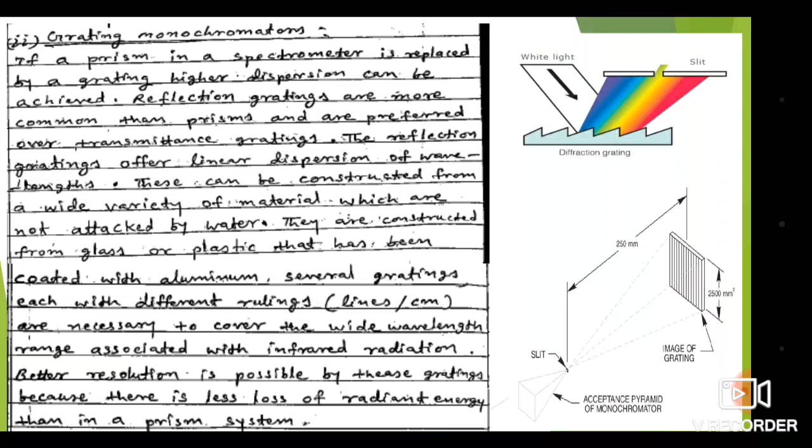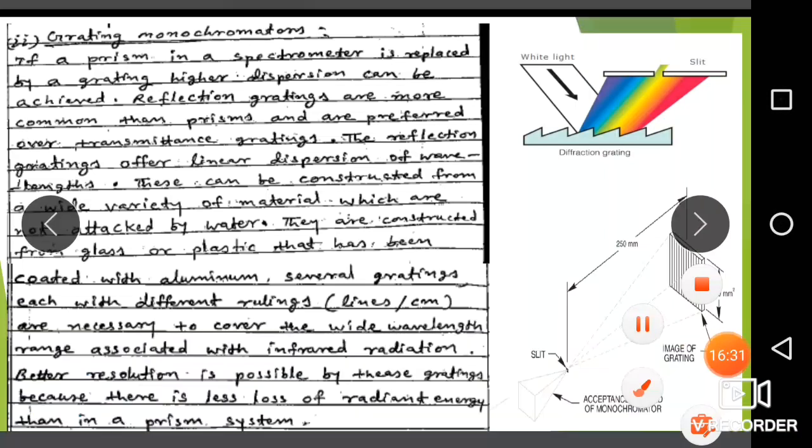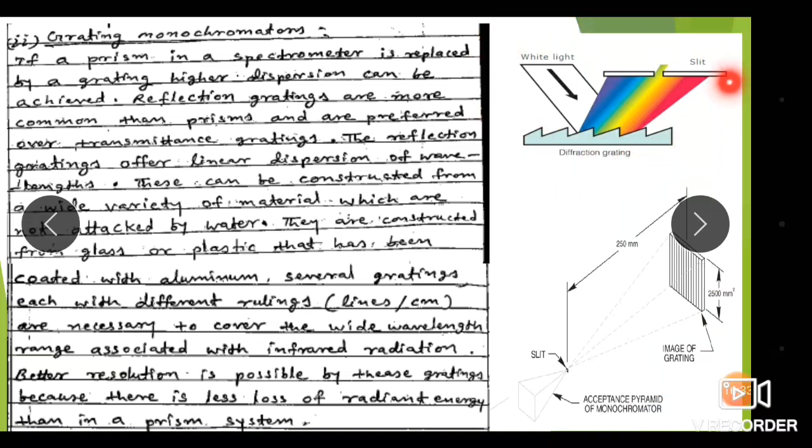If a prism in a spectrophotometer is replaced by a grating, higher dispersion can be achieved. So rather than using the prism as a monochromator, we can use the grating, that is, a grating monochromator. It gives greater dispersion, higher dispersion than the prism.